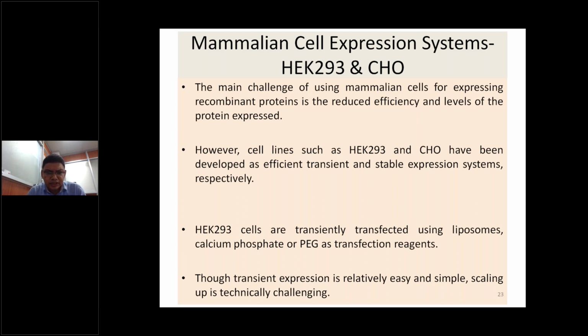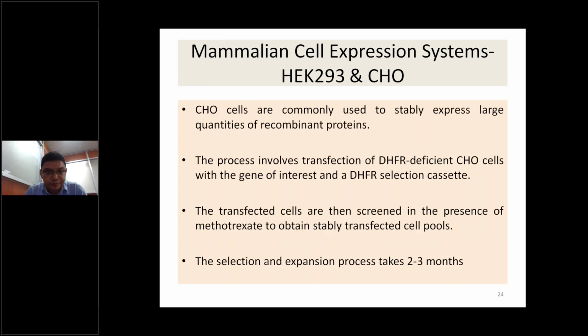However, cell lines such as HEK293 and CHO have been developed as efficient transient and stable expression systems respectively. So these HEK293 cells are transiently transfected using liposomes. So there are two options: you can go for transient transfection, or you can go for a stable transfection. Basically in the stable transfection, the gene will be incorporated into the chromosomal DNA. CHO cells are commonly used to stably express large quantities of recombinant proteins.